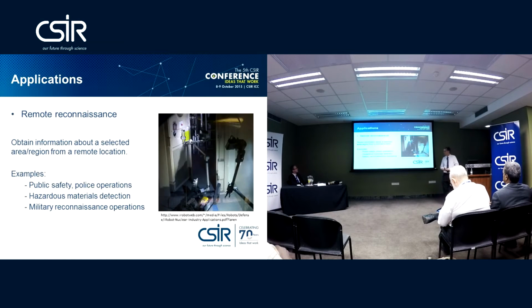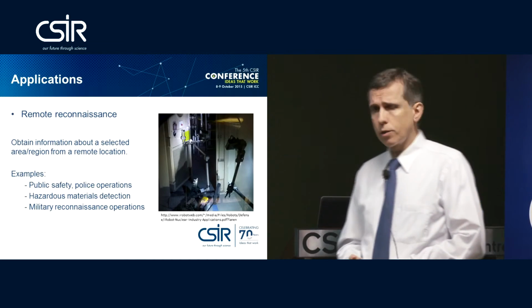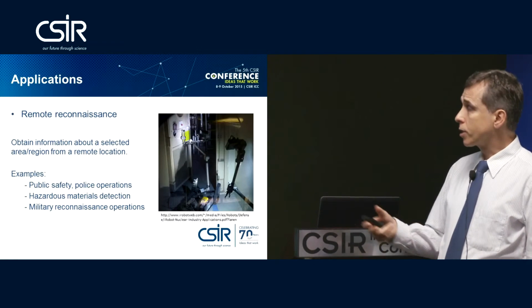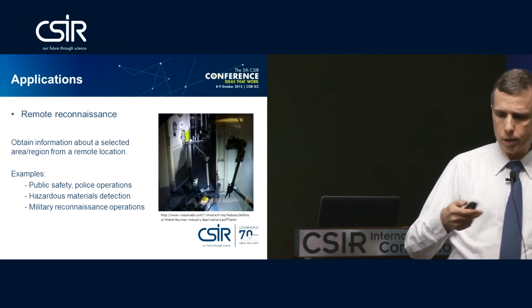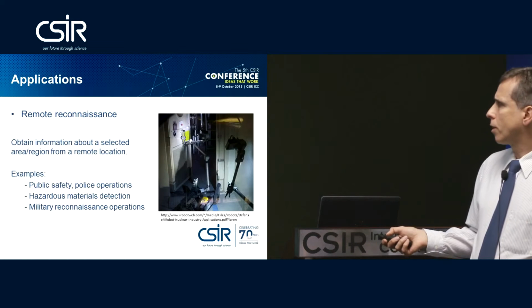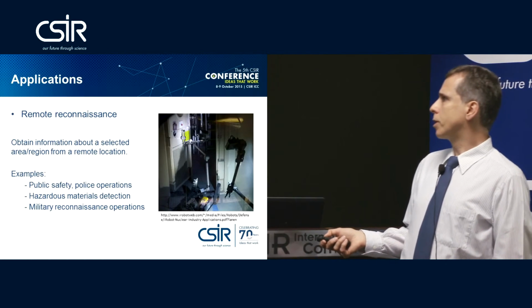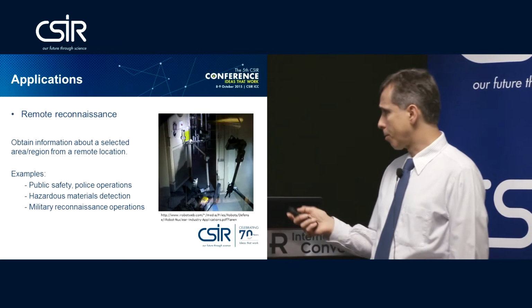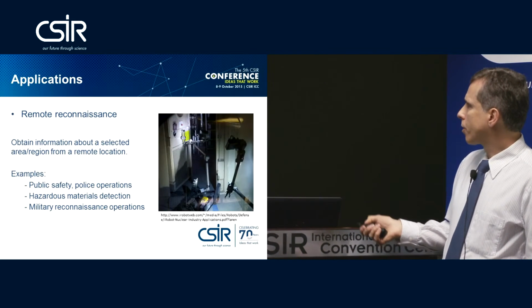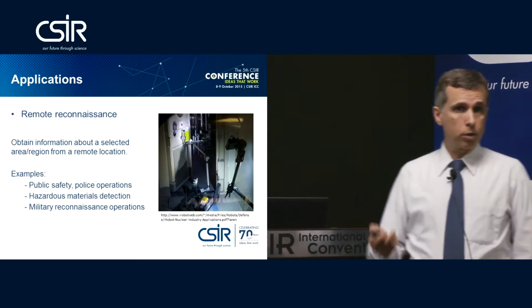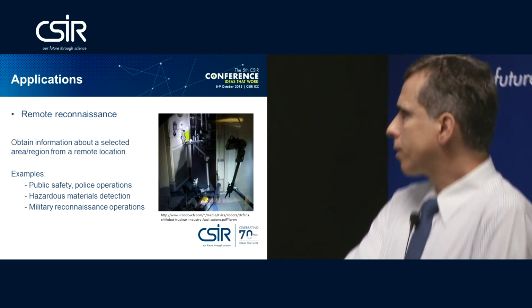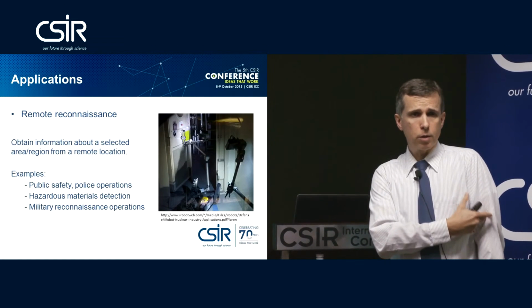So in terms of applications of this kind of technology, remote reconnaissance is a good application for this. What you're trying to do there is obtain information about a selected area or region from a remote location. Examples of that would be areas such as public safety or police operations, hazardous materials detection, or military reconnaissance operations. This image on the right is a PackBot robot, the same model as what we just saw in the exploration and mapping example, entering one of the buildings at the Fukushima nuclear disaster area in 2011.